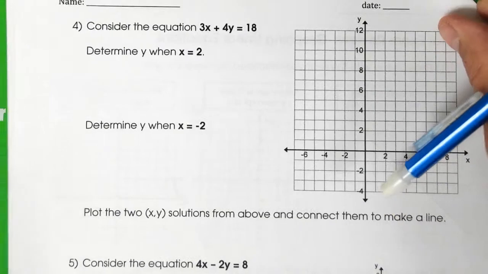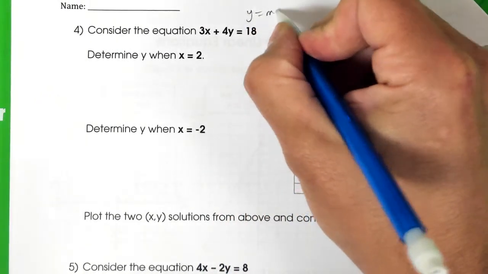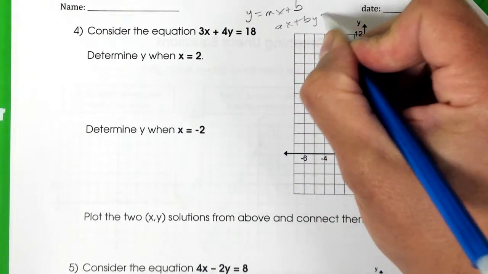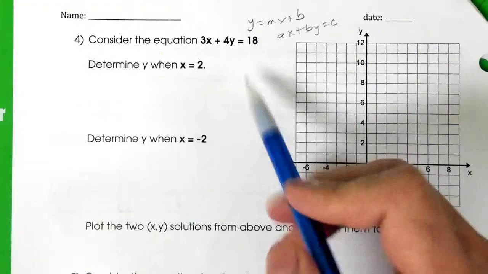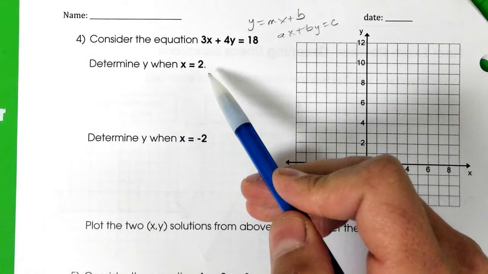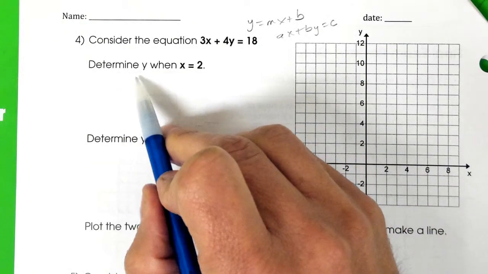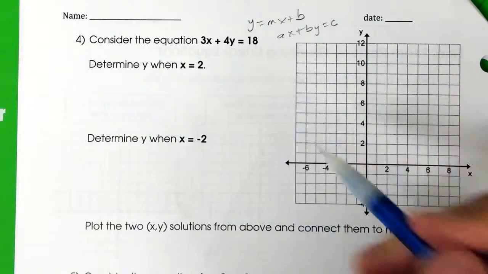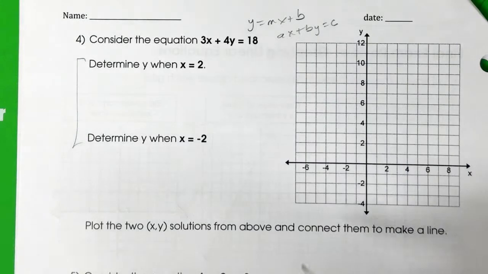All right. Moving ahead, we're dealing with some equations on the back that are in standard form, right? So we have y equals mx plus b form. These are in standard form. Standard form, ax plus by is equal to c. All right, so one way to graph these types of equations is simply to choose values for x and determine what the corresponding value of y might be. So the first part says determine y when x is 2, determine y when x is negative 2. Pause the video again and attempt to do these two parts.